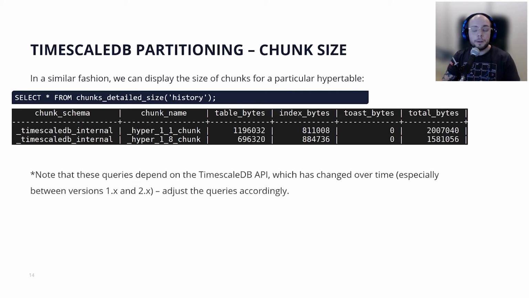We can also take a look at the chunk sizes. If for some reason you suspect that some chunk is extremely heavy, we can take a look at that. Select from chunks, and then we can take a look at the chunks detailed size for a specific hypertable. And here I can see the total size in bytes. Right, so that's useful if I maybe wish to manually delete some older chunk or something like that.